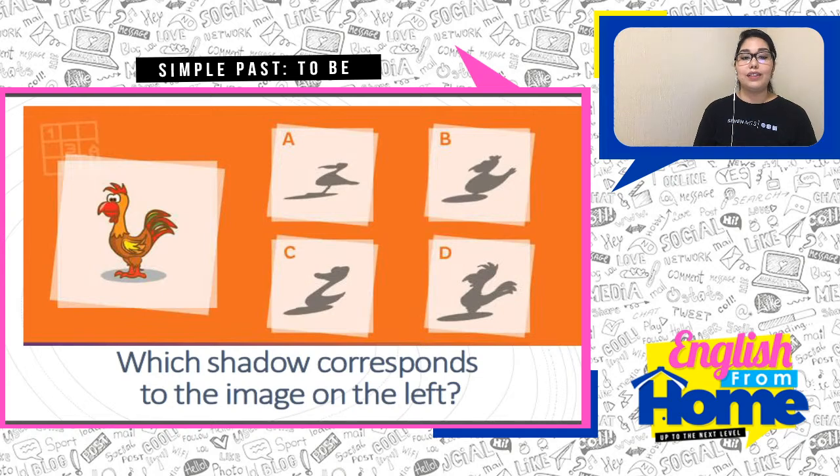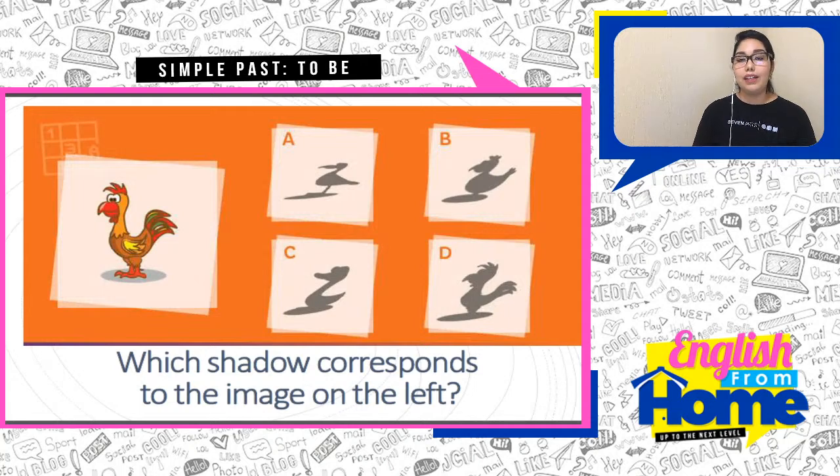Okay, guys. So what is the correct answer? I have 3 people already commenting on the answer, okay? They're saying that the correct shadow is letter D. And yes, guys, that is correct. The correct answer is letter D.